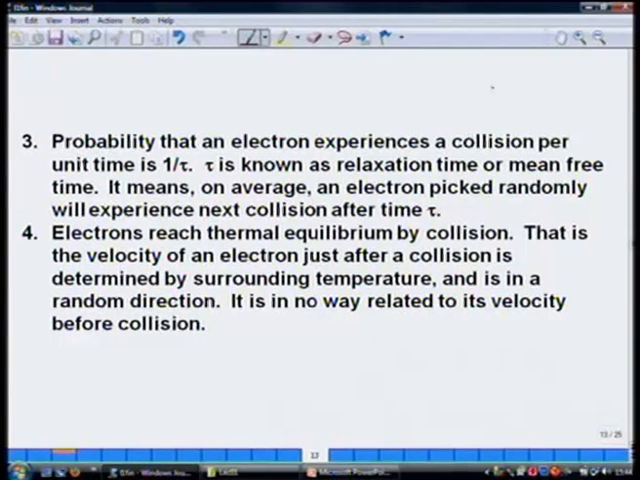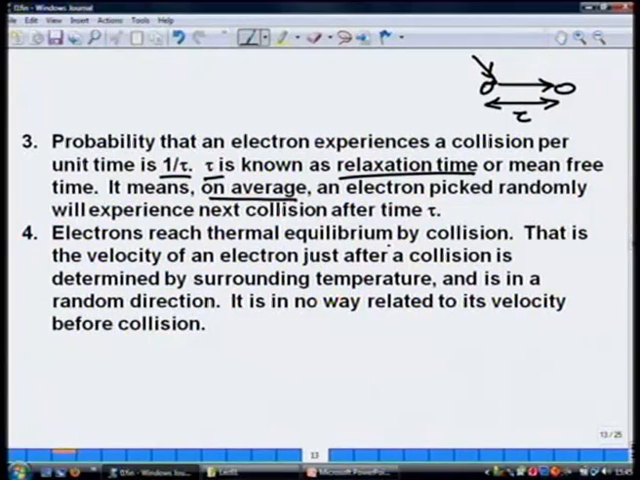Now he says that there is an ion here, there is an ion here, and this electron collided with this one and then moved off in this direction. The probability that an electron experiences a collision per unit time is 1 over tau. If you think of the average time between collisions as tau, then the probability of an electron experiencing a collision in unit time is 1 over tau. That is what he is assuming here. This tau is known as the relaxation time or mean free time. If you pick an electron at random, it will on average experience its next collision after time tau. That is the definition of relaxation time in Drude's model.